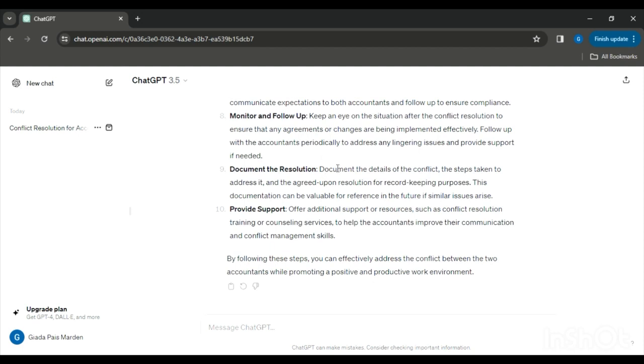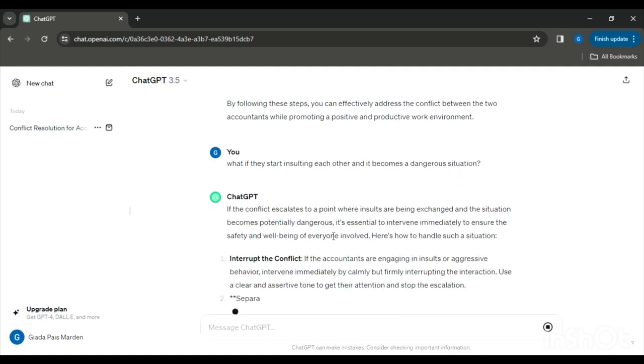So document the details of the conflict, the steps taken to address it, and the agreed upon resolution, and then provide support. But let's imagine that your initial efforts, so what you try to do over here, did not work. And so what if they start insulting each other, and it becomes a dangerous situation. Let's see what ChatGPT says with this.